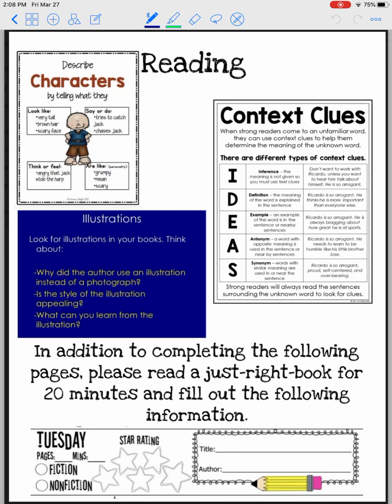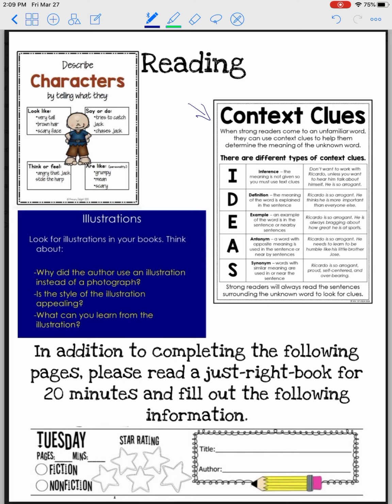So we're also looking at illustrations. And so why did the author use an illustration instead of a photograph? Is the style of the illustration appealing? And what can you learn from that illustration? Over here on this side, we're going to be looking at context clues. And there are different types of context clues.